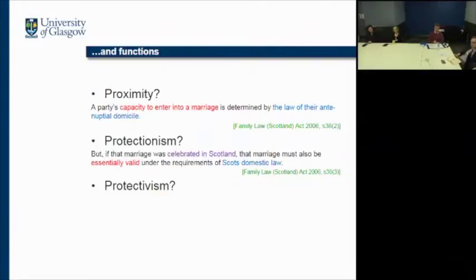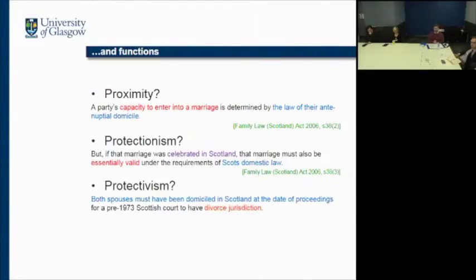And as for an example of protectivism, there was an old rule that in order for you to sue for divorce, you both had to essentially have lived a substantial part of your life in Scotland.